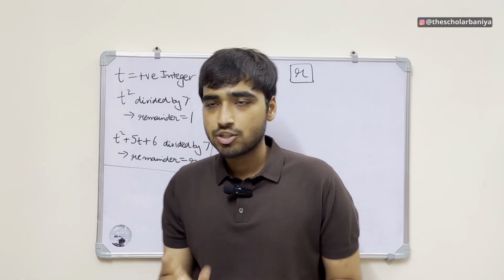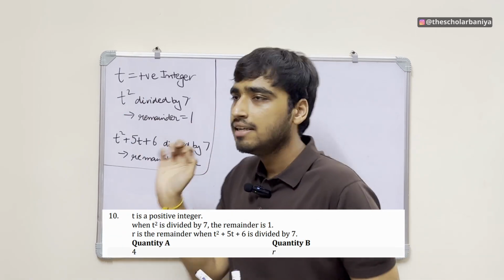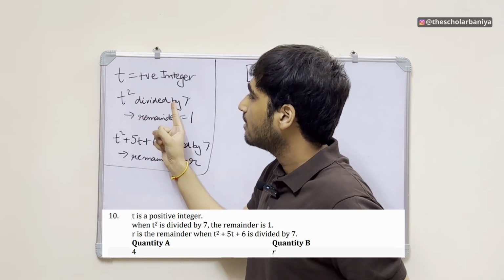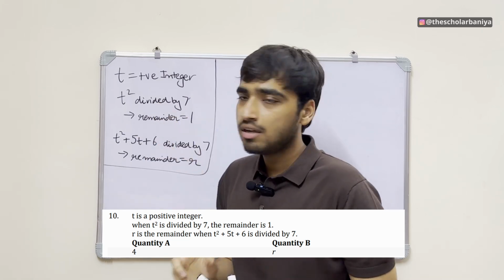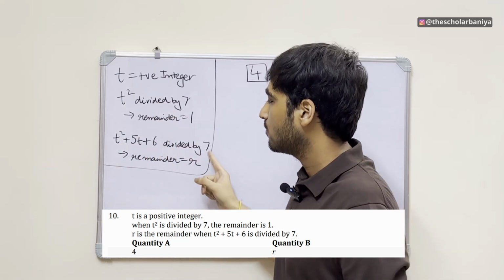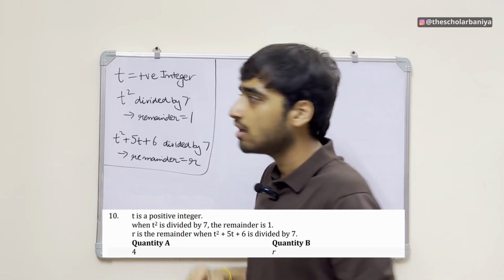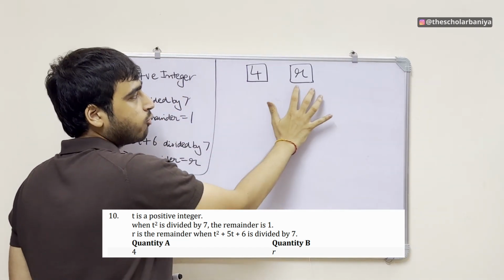So let's move on to the next question, guys. In this question, we are given that t is a positive integer. t square, when divided by 7, the remainder is 1. t square plus 5t plus 6, when divided by 7, the remainder is r. And we have to compare the number 4 and r.